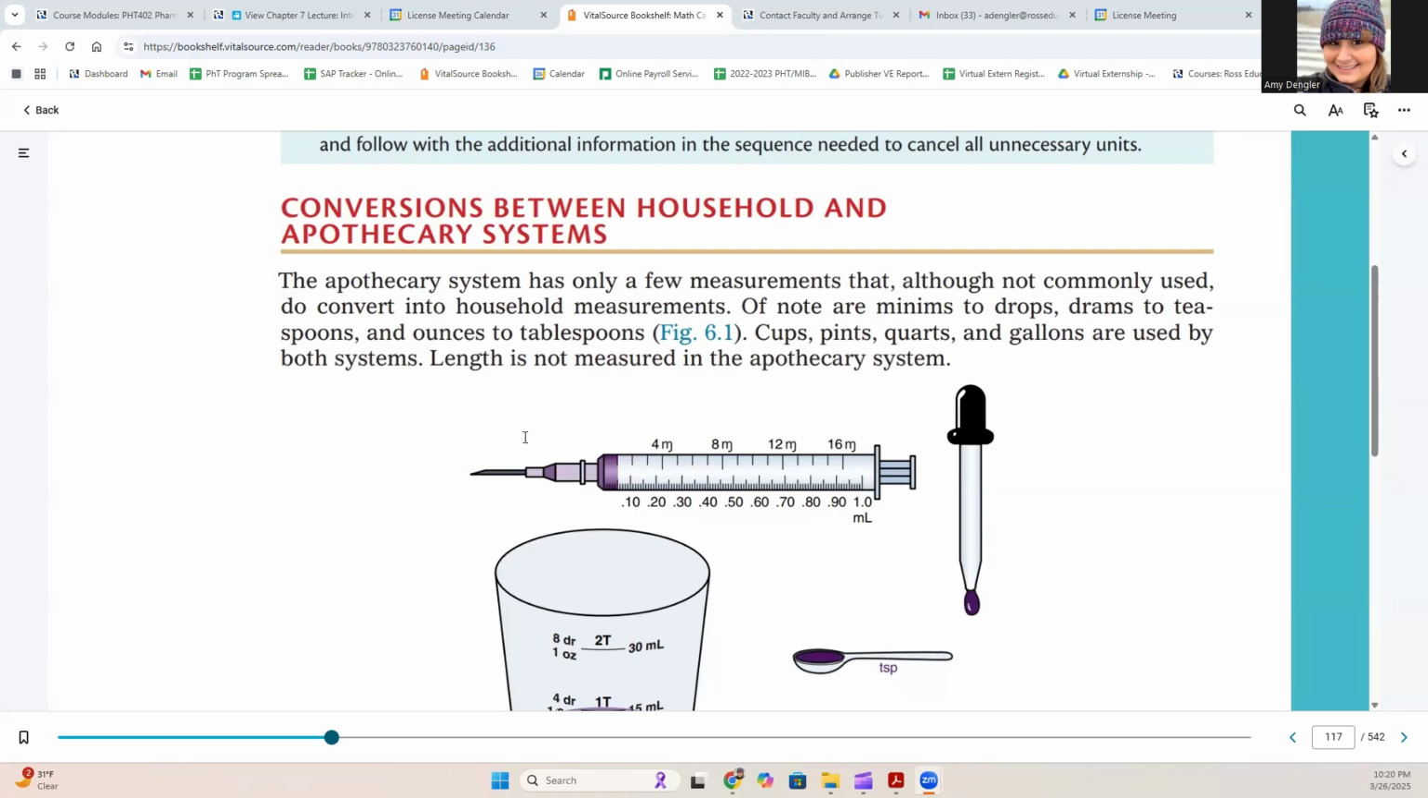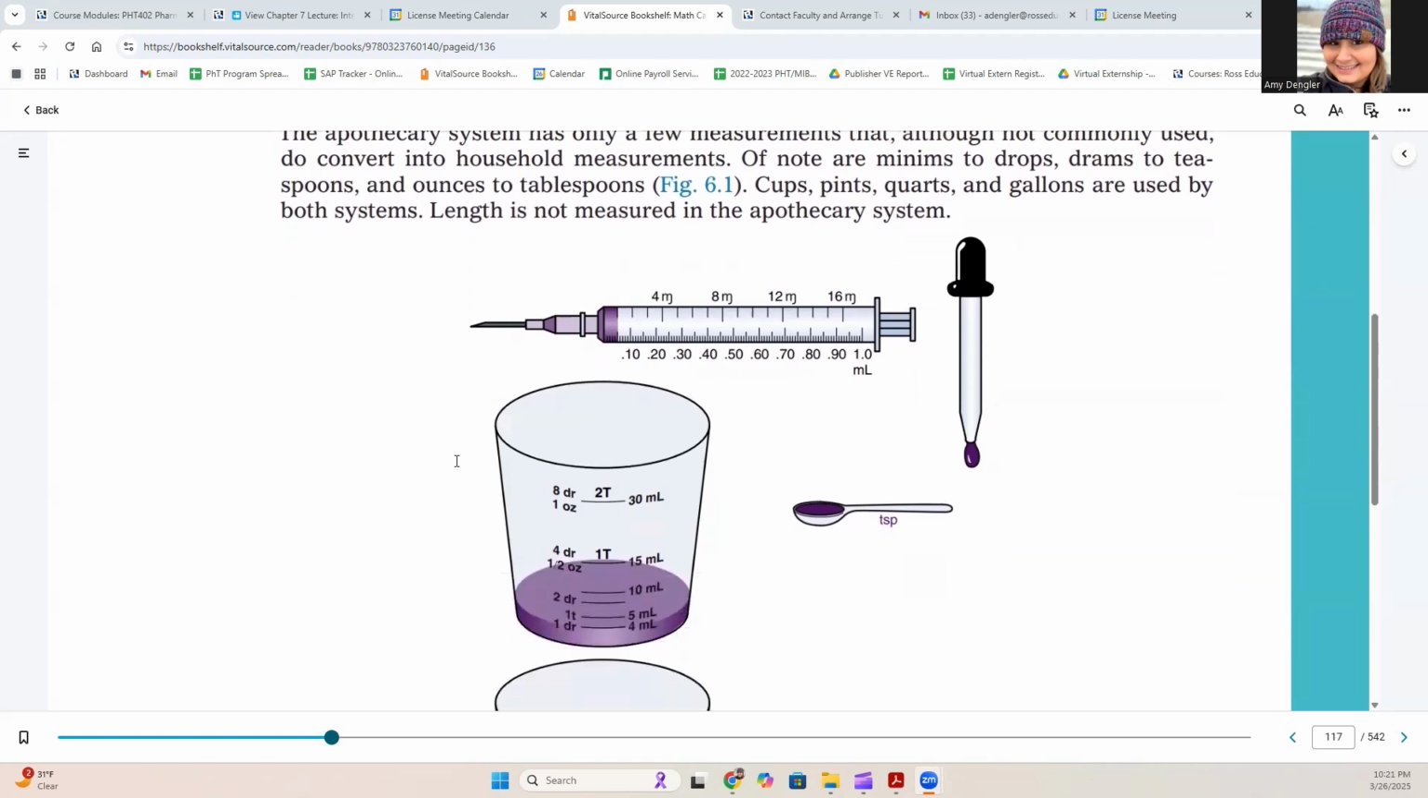Conversions between household and apothecary systems. The apothecary system has only a few measurements that, although not commonly used, do convert into household measurements. Of note are minims to drops, drams to teaspoon, and ounces to tablespoons. Cups, pints, quarts, and gallons are used by both systems. Length is not measured in the apothecary system.